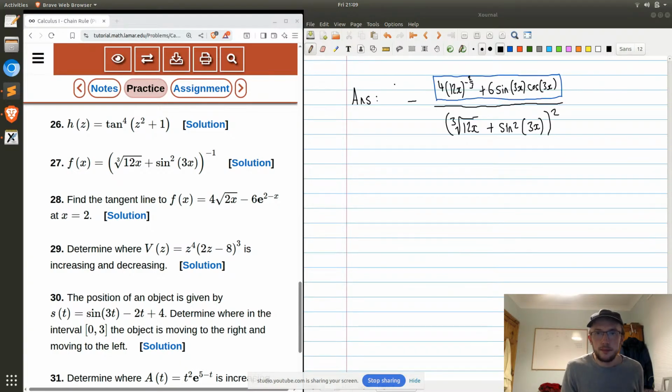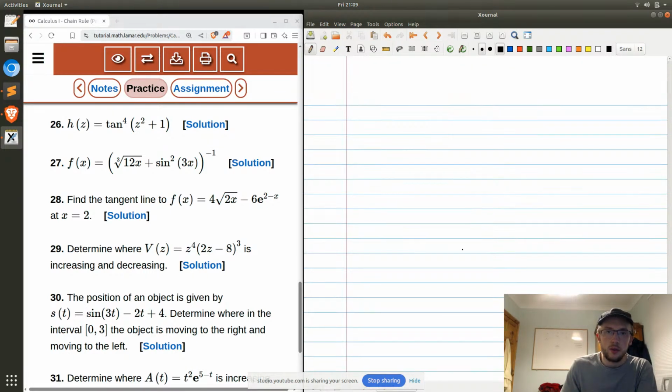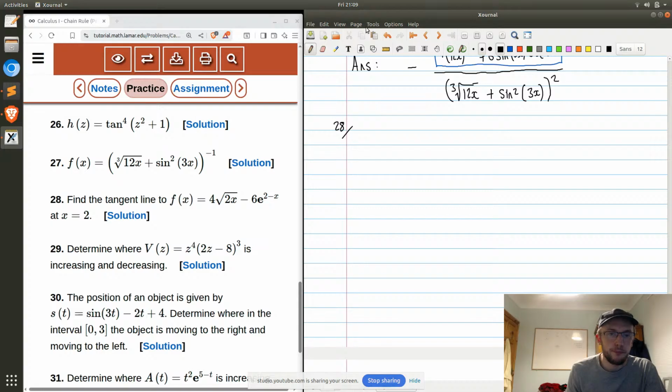Question 28. Find the tangent line to f of x equals 4 times the square root of 2x, all minus 6 times e to the 2 minus x, at that point right there. Okay, then I will. So what I'm going to first do is find f of 2. So that would be 4 times the square root of 2 times 2, minus 6 times e to the 2 minus 2.